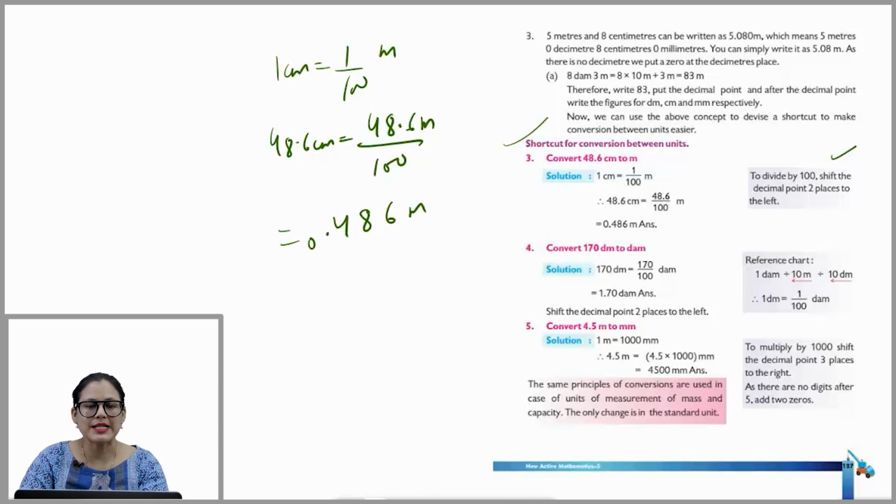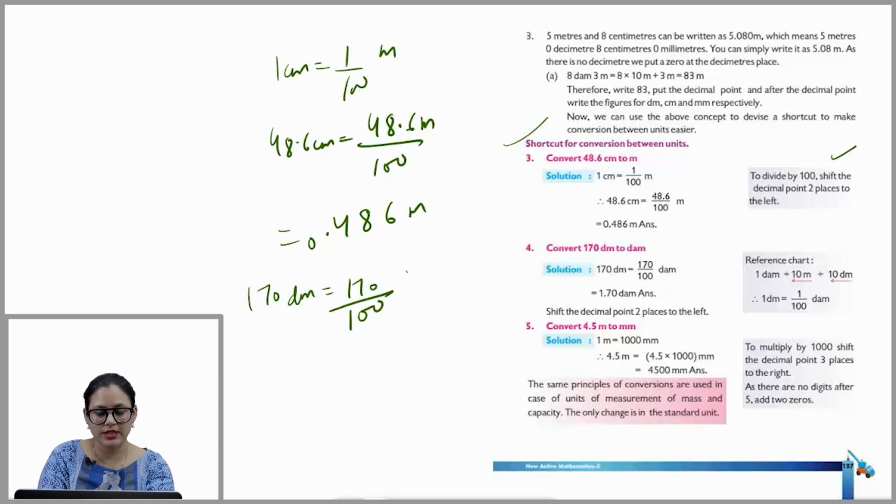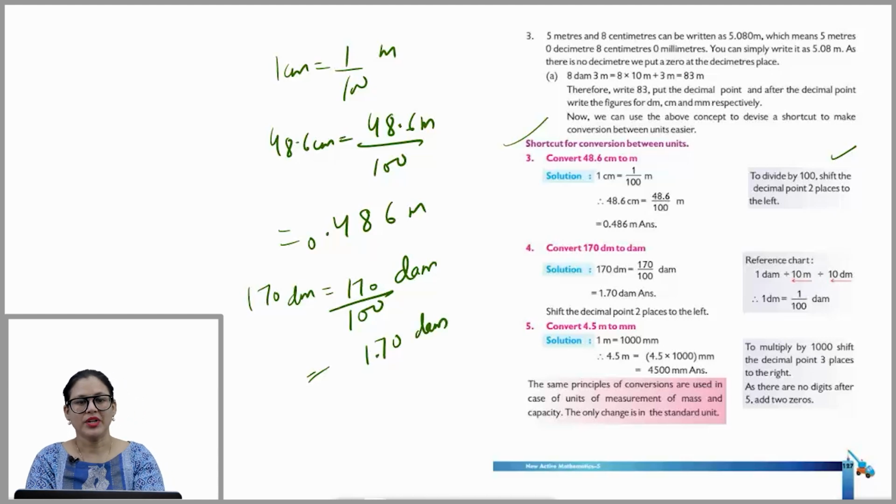Number 4, convert 170 decimeter to decameter. 170 decimeter is equal to 170 by 100 decameter. Now 170, there are 2 zeros, so we will put the decimal after 2 digits, 1, 2, so 1.70 decameter is the answer. Similarly 5, convert 4 meter to millimeter. Now meter to millimeter, we are going from higher unit to smaller unit, so we will multiply by 1000.